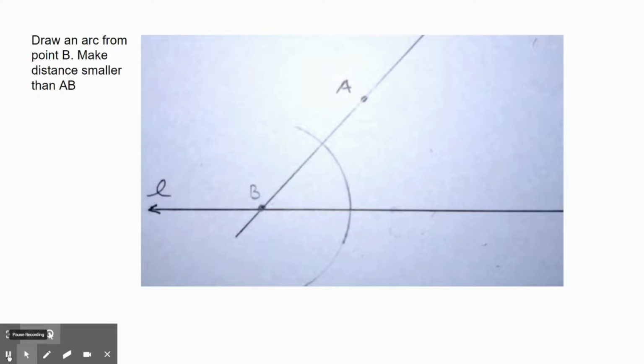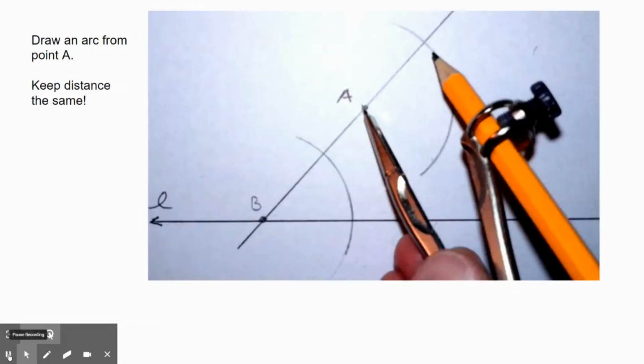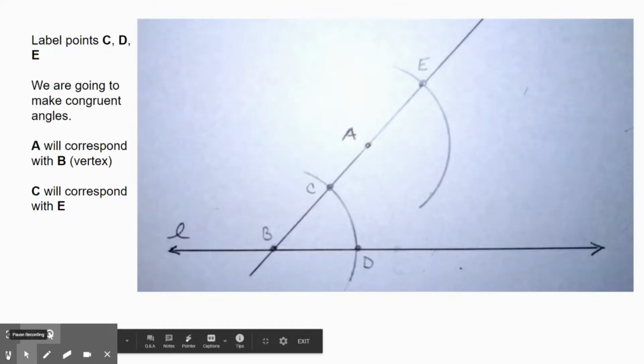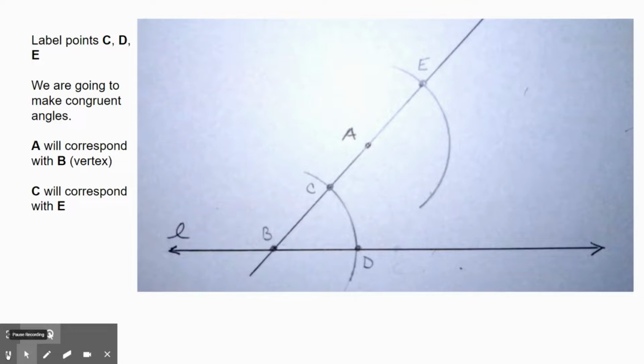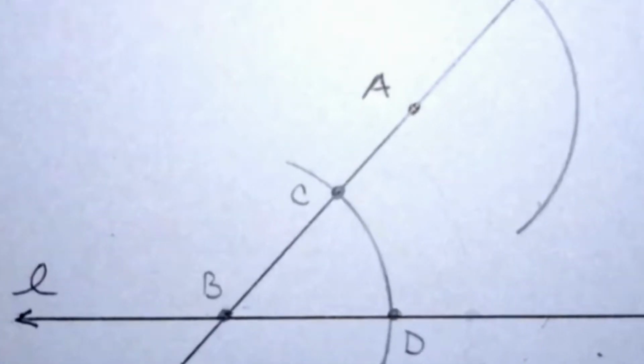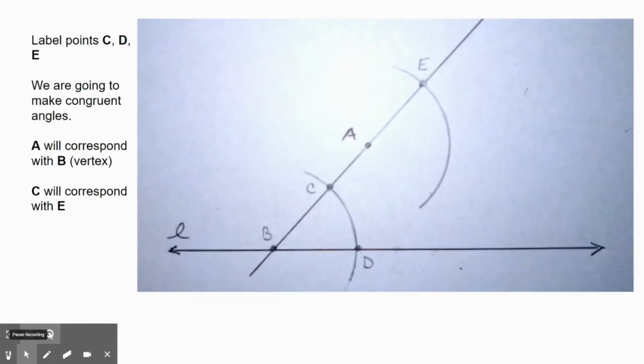So here's the arc drawn from point B. Now you're going to take the sharp point of the compass and put it on point A and make exactly the same size arc. Do not change the distance of the radius. Now this is very important, and this is why we're going to be creating these parallel lines. What we're trying to do is create congruent angles, which in turn will be corresponding angles. So we need to make sure that the points correspond with each other. Point A is going to correspond with point B. They're both going to be a vertex.